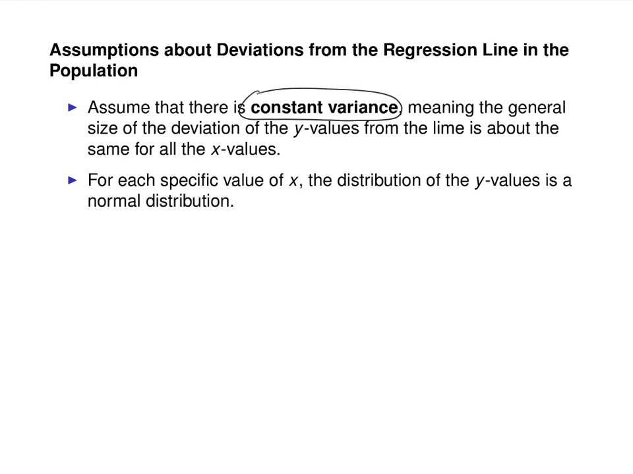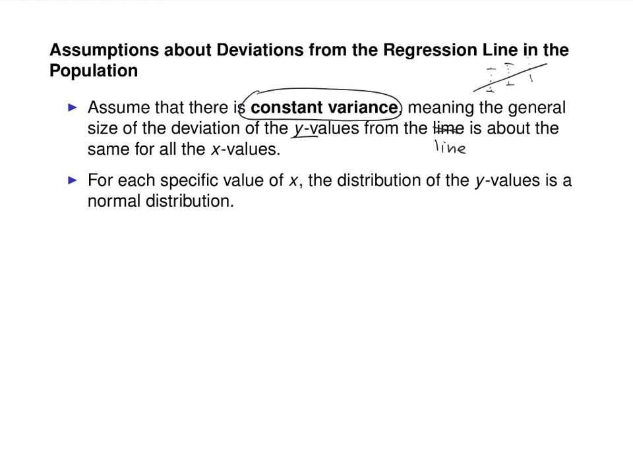So it's kind of like around your regression line, people are spread out the same amount. So the general size of the standard deviation of the y values about the line is about the same for all of the x's. So given a specific x, how much spread there is the same as for another x.